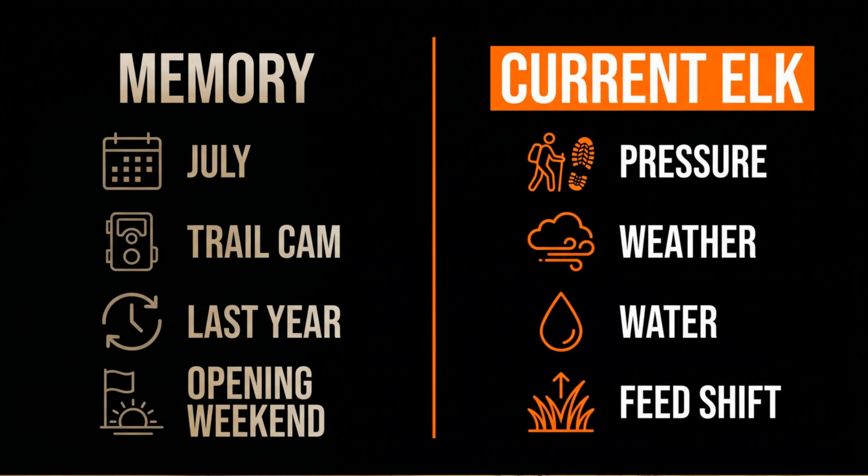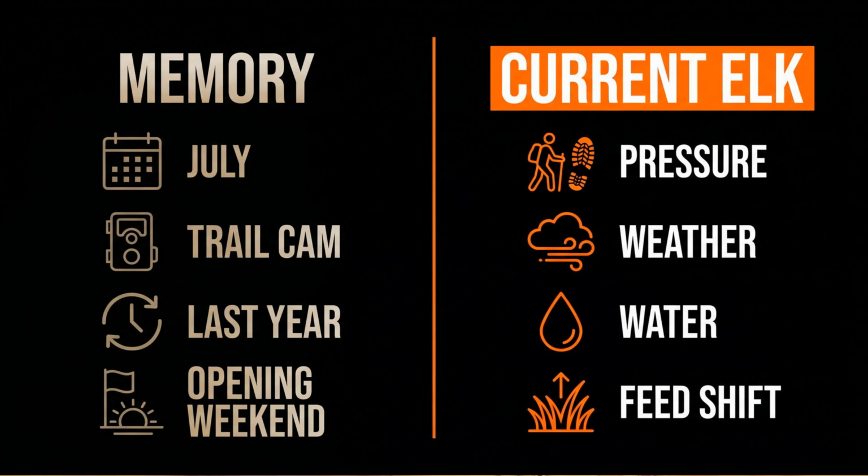But before you change drainages, before you blame the unit, and before you start throwing random bugles into every patch of timber you can see, you have to fix the first mistake a lot of elk hunters make when the hunt starts going wrong. They keep hunting memory instead of hunting current elk.